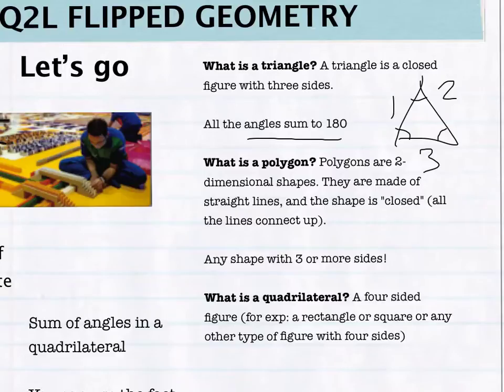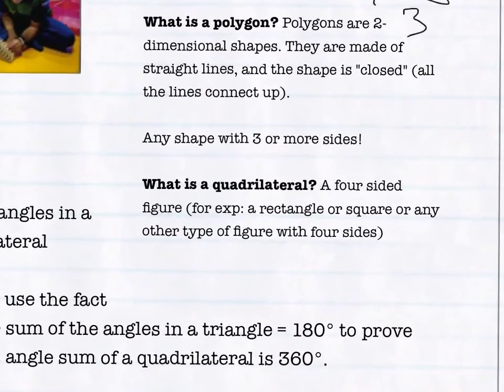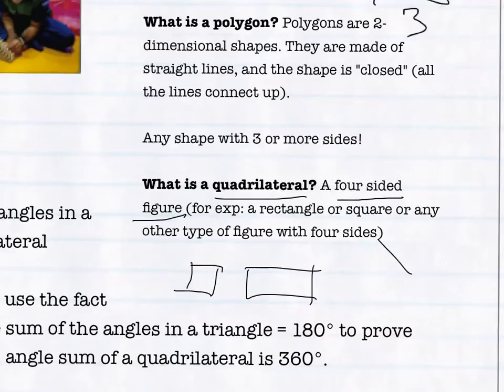What is a quadrilateral? A quadrilateral is a 4-sided figure, so it is a type of polygon, but specifically has 4 sides, and they must be closed. So, for example, a rectangle or a square or any other type of figure with 4 sides. So, a quadrilateral refers to not just a square, not just a rectangle, but any of these shapes that have 4 sides. And there are specific types of quadrilaterals, which we also need to learn the names of, and they have certain properties, which we will learn soon.